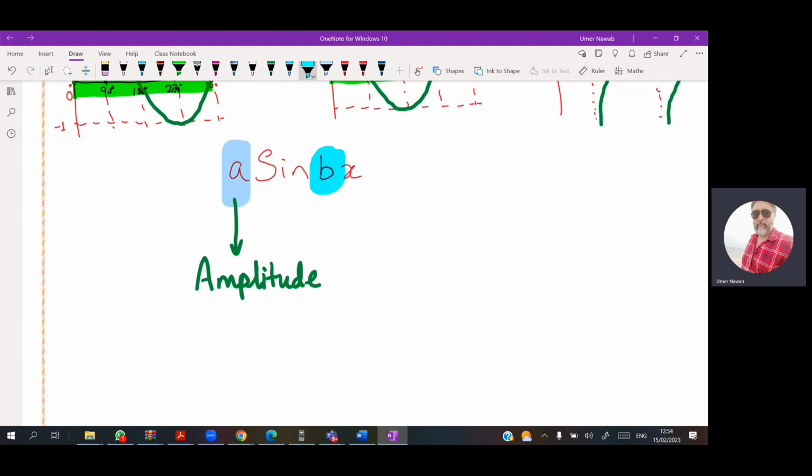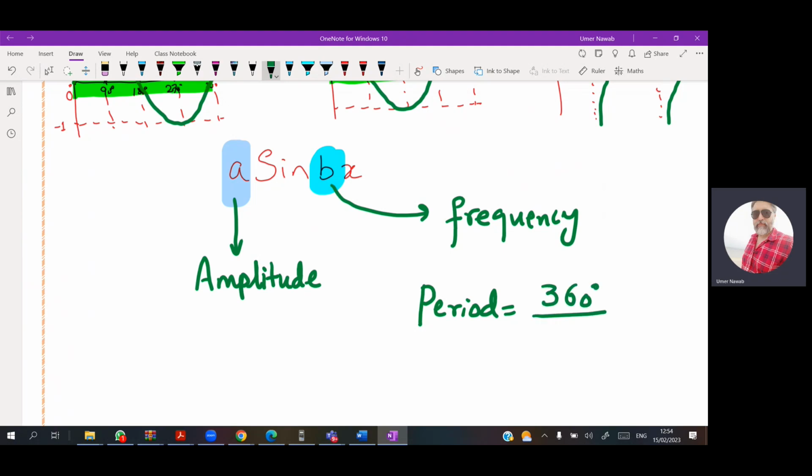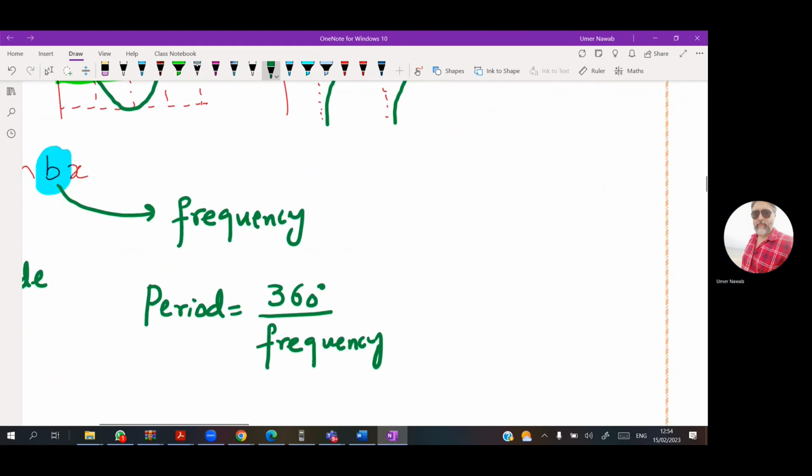Second thing which is here, which is a multiple of the angle x. In my understanding, we call this B the frequency. Why do I call it frequency? Because it tells you the number of waves, right? Now, how can I connect the frequency with the period? The period of a sine function is always equal to 360 degrees divided by frequency. I'm talking about sine and cosine. Period is equal to 360 degrees divided by frequency.